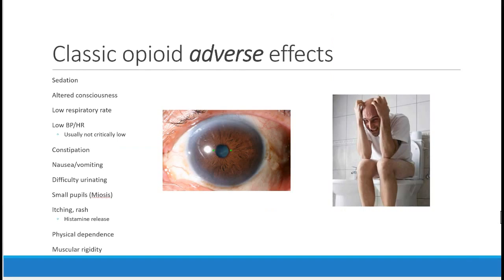Adverse effects, I've got them all here. So again, respiratory rate, sedation, constipation, those are probably the biggest ones. Some patients will get nauseous on them, not all patients. Histamine release, some of them are more likely to cause itching than others, and we'll talk about those ones in a second. And dependence. So some patients will become physically dependent to them. Some patients may develop a psychological addiction to them as well.